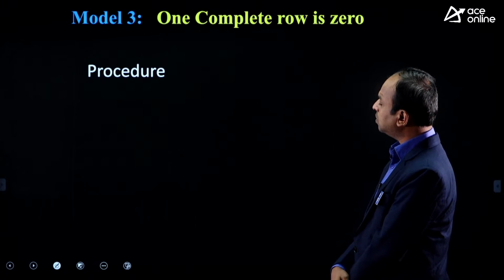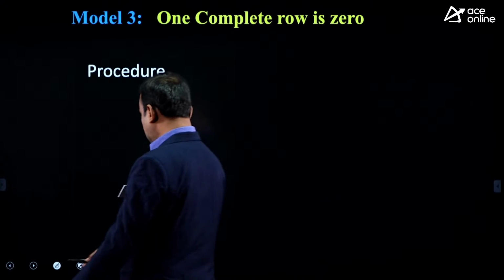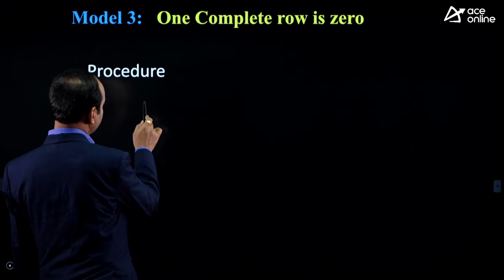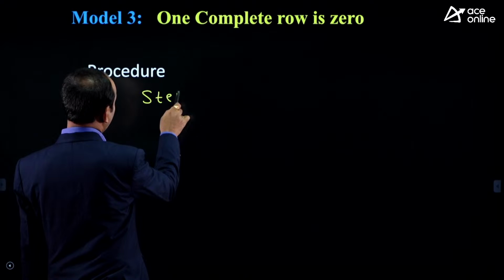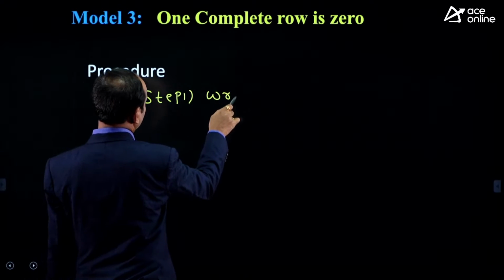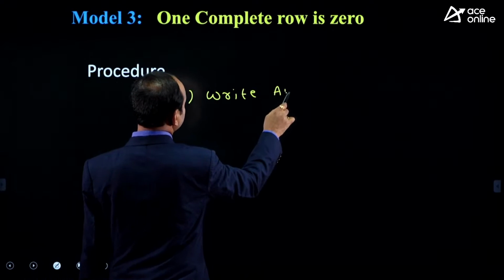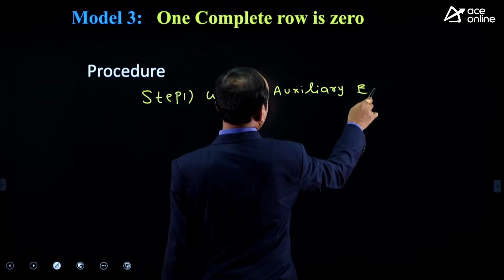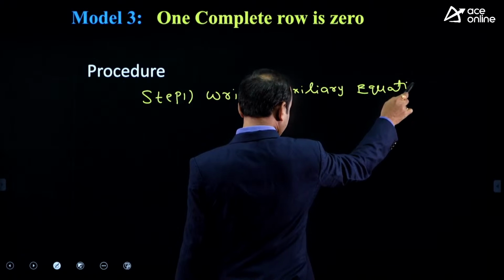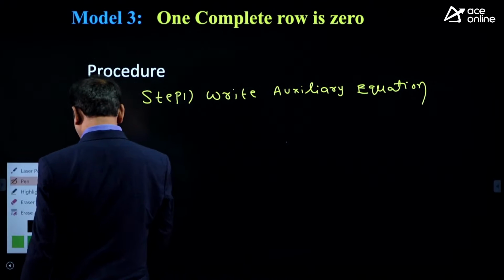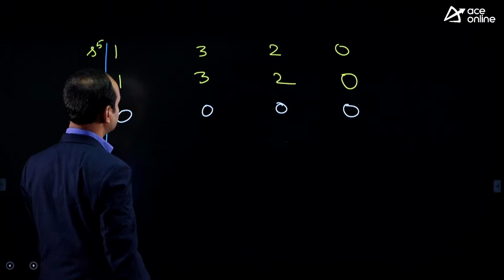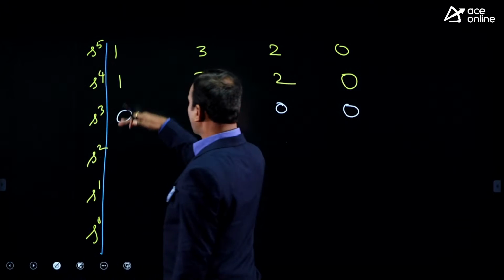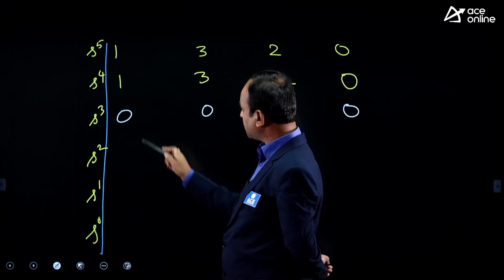If the complete row is 0, what is the procedure here? Now, first step, we have to write the auxiliary equation. Step number 1, write the auxiliary equation here. Now, what is the auxiliary equation for this one? Tell me. So, the above-0 row coefficients give the auxiliary equation.